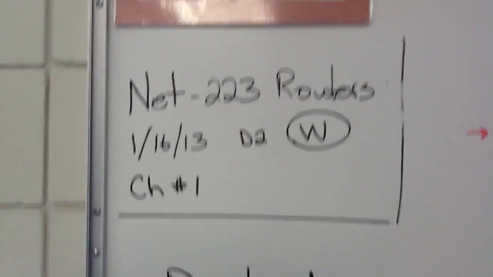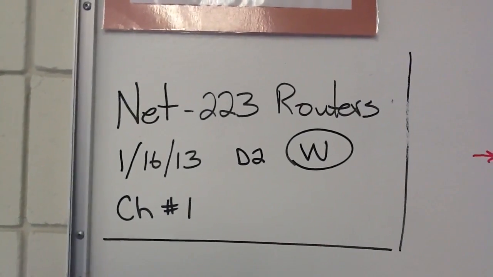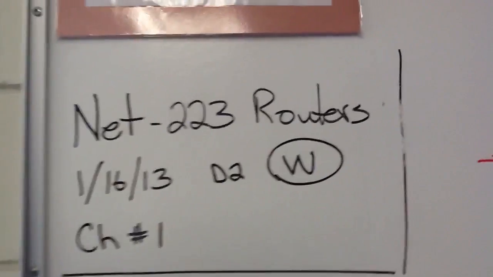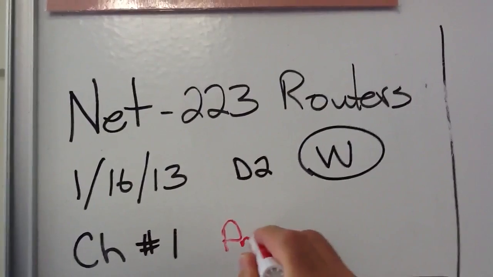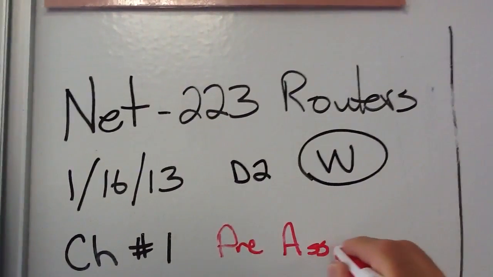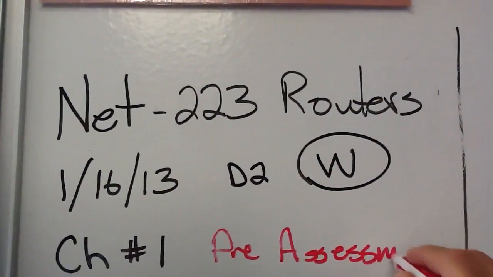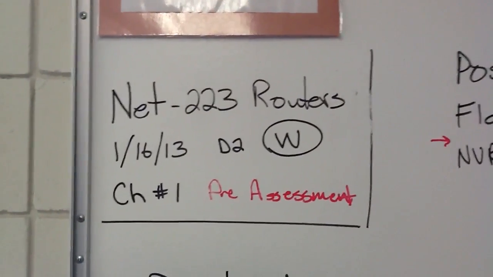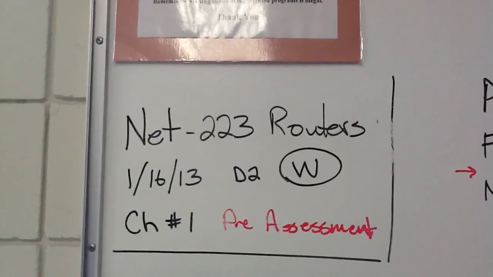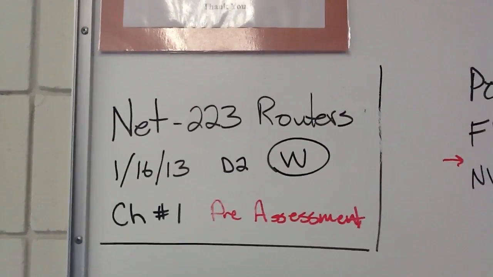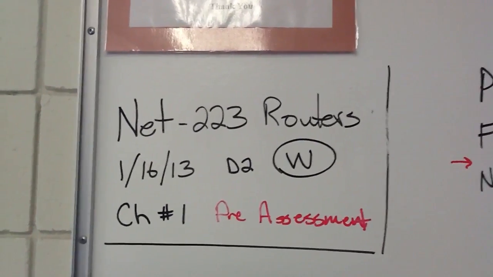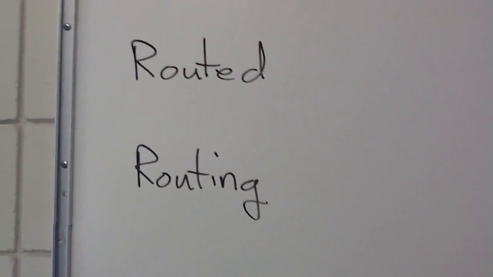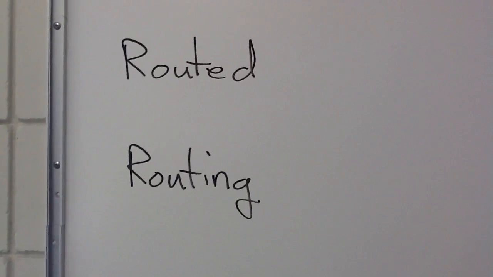All right. NET-223 routers. This is Wednesday, day 2, chapter 1. We did the pre-assessment today, and we'll take the final assessment next Wednesday or right after class on Wednesday on their own. We'll see how it goes. Talked about a number of things. I'm just going to go through some basic things.